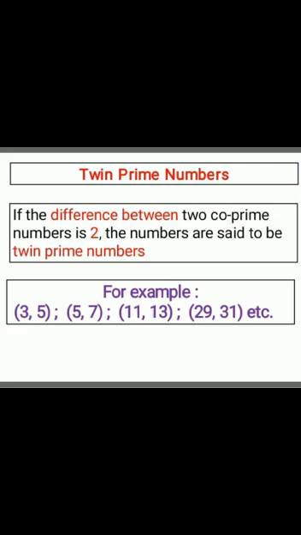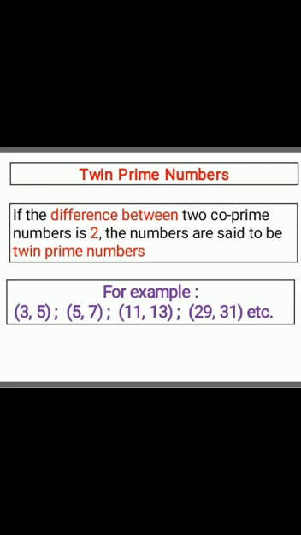Now, let's see twin prime numbers. Twin prime numbers are numbers that are either 2 less or 2 more than another prime number. That means if the difference between two co-prime numbers is 2, difference means minus, the numbers are said to be twin prime numbers.